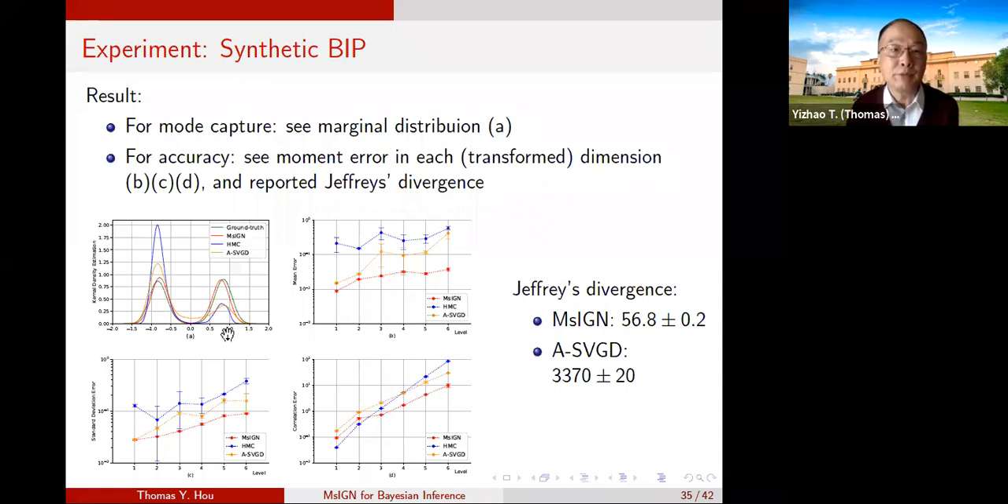It also captures the multiple modes, but it's kind of off balance, not balanced, because the two modes are supposed to be exactly mirror symmetric. So we check the mean error and also the standard deviation and also the correlation error. Among all three methods that we compare here, our method seems to work the best, with the smallest error.